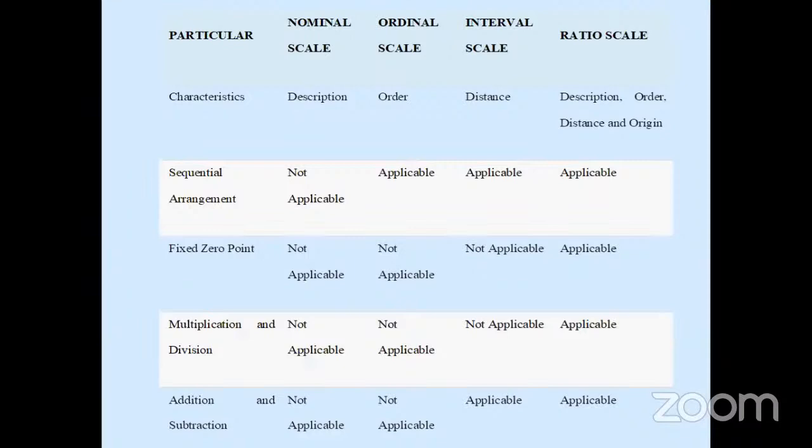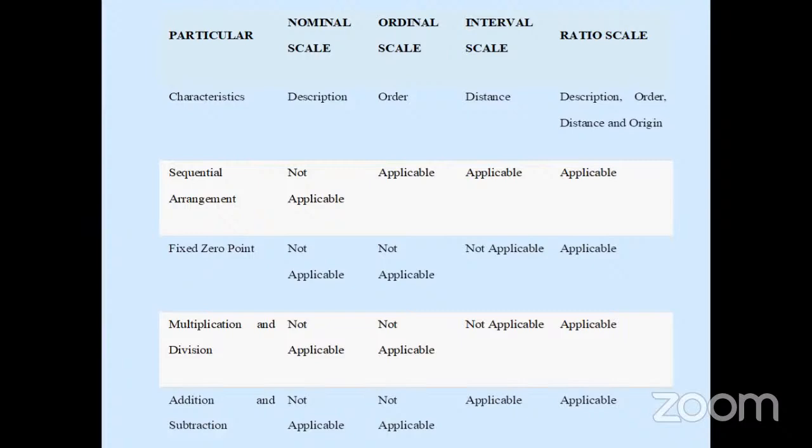So here we have a comparison table of all the four scales. If we see the characteristic, nominal scale is descriptive in nature. Ordinal scale has order, interval has fixed intervals, which we can also say distance, and ratio scale has all four of them. It has description, order, distance, and origin. Then when we talk about sequential arrangement, in nominal scale it is not applicable, since it involves naming of variables. In ordinal scale it is applicable, and in interval and ratio scale also the sequencing or the categorization or putting it in a hierarchy is applicable.